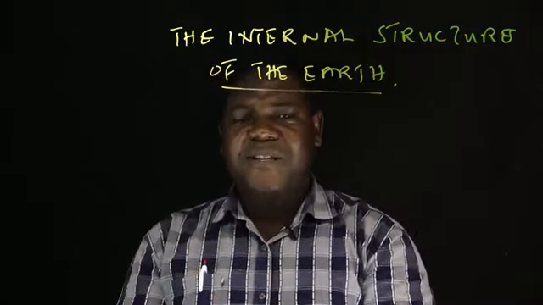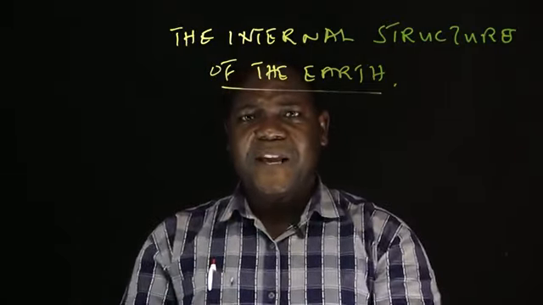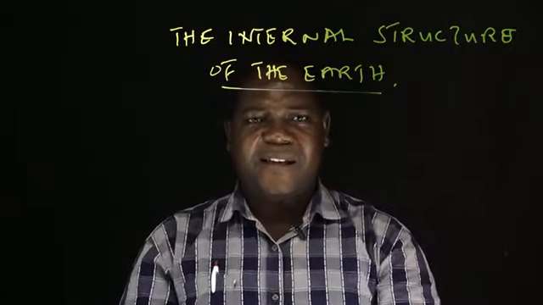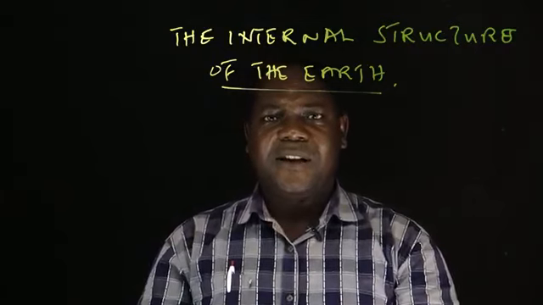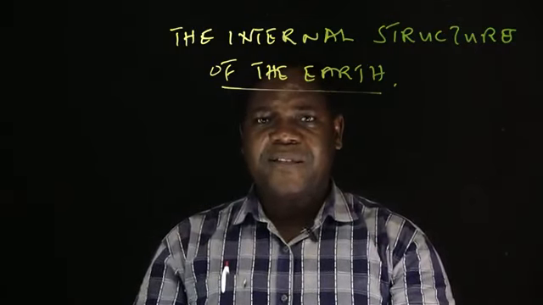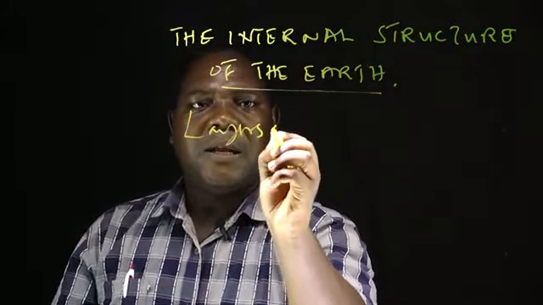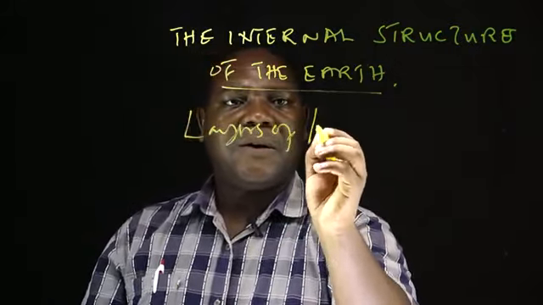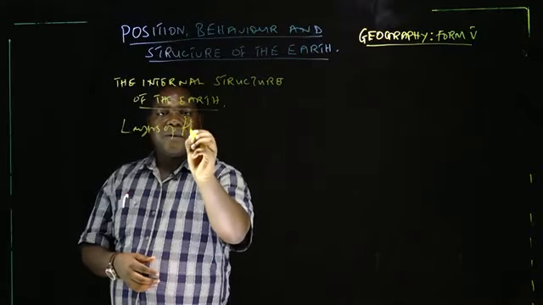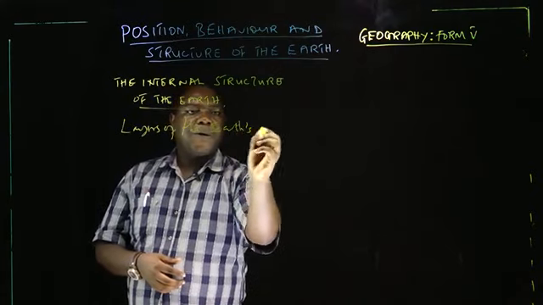And how do these layers behave? What are the components of these layers? And what should we do in order not to damage one layer after another? So, internally, the earth is with 3 layers. The layers of the earth's internal structure.